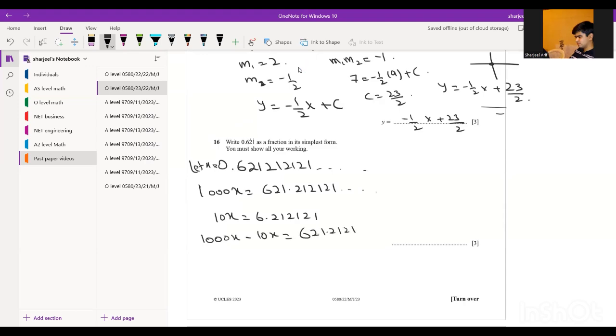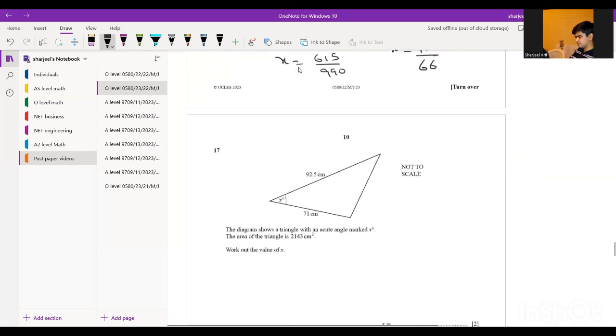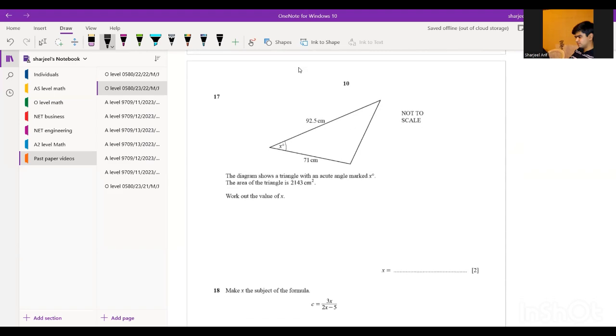to get 990x, which is equal to 615. So the expression will become 615 over 990. x will be equal to 41 divided by 66. That is our answer. For question number 17, we have to find the value of x.